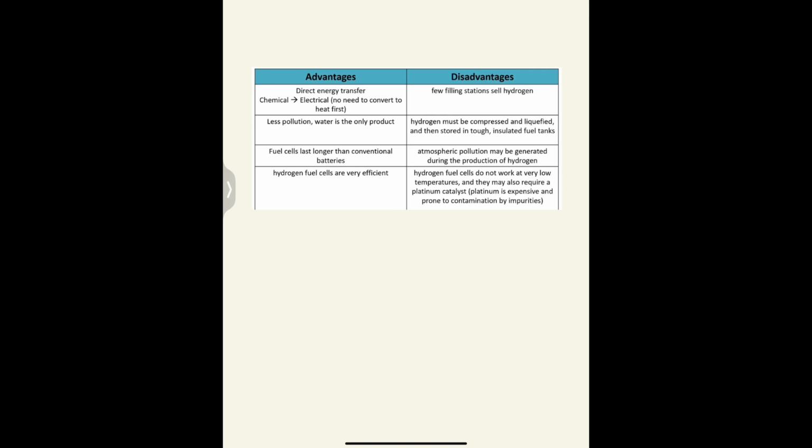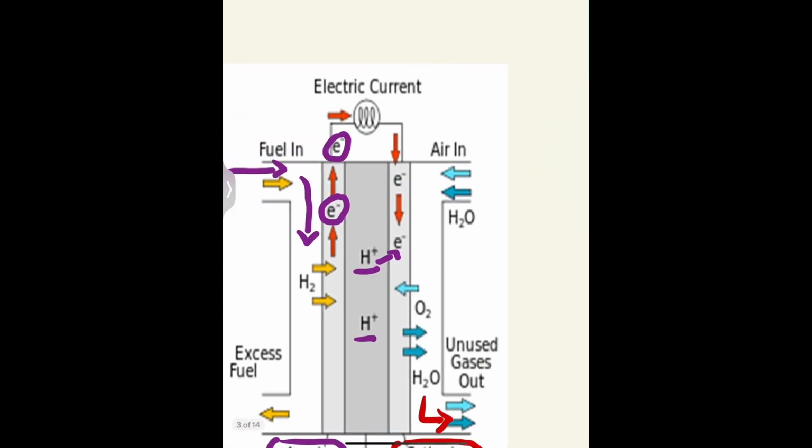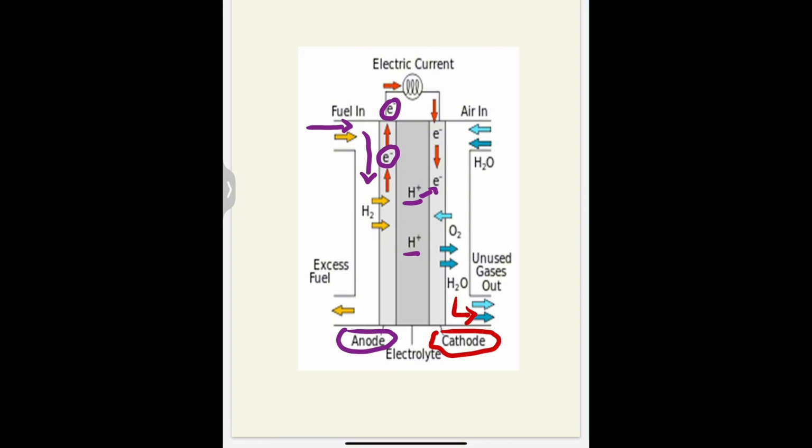Now, I'm just going to quickly go back to this diagram, which I explained at the very beginning. At the negative electrode, which I've just coloured in red, the hydrogen molecule splits into electrons and hydrogen ions. So hydrogen becomes ions, which means hydrogen has been oxidized. The reaction that takes place here at the anode is oxidation.